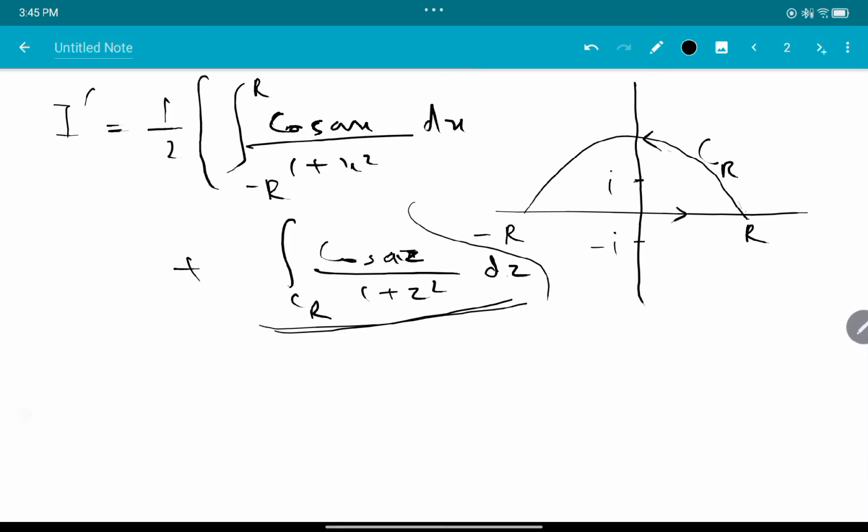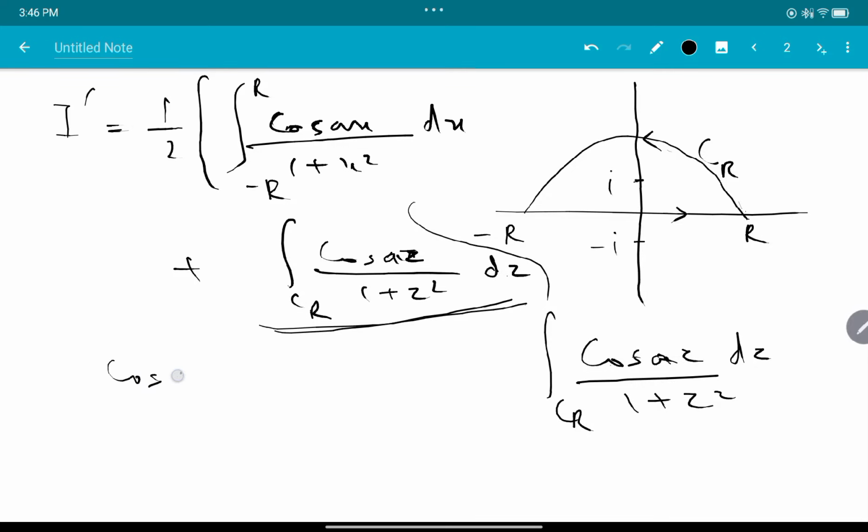So let us examine whether it will go to this term, cos az divided by 1 plus z square. We know that if it had been 1 by 1 plus z square, it would go to zero, as we did in our previous video. But with cos az in the numerator, let us first examine cos az. We know that cos az is equal to e raised to i az plus e raised to minus i az divided by 2.